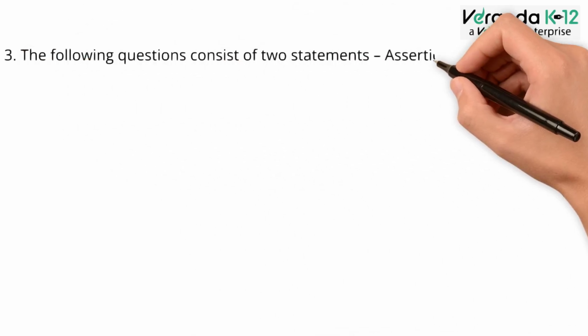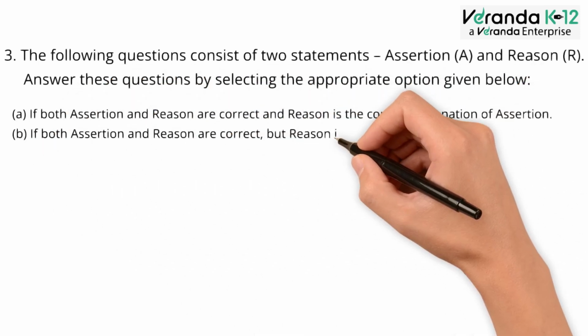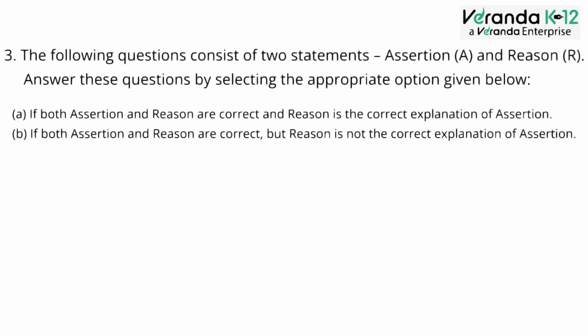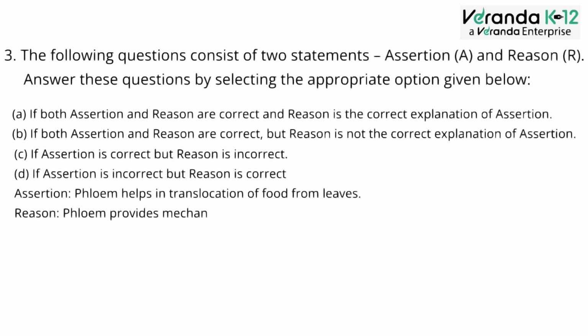Question number 3, reason assertion question. Assertion: phloem helps in translocation of food from leaves. Reason: phloem provides mechanical support to plants. Let's break down the statement. Assertion: phloem is responsible for transporting the product of photosynthesis from the leaves to the other parts of the plant.